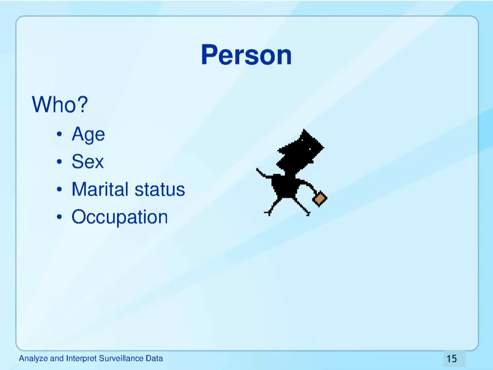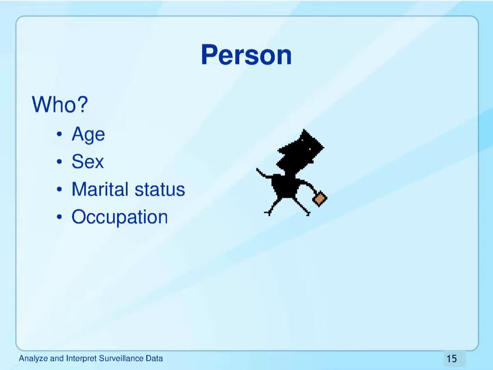So let's start with person. Now, person is the individual who is affected by a health condition or an event. You may recall that one category of data collected in surveillance systems is demographic data. Person can refer to a variety of different demographic descriptors, and they'll include things like age and gender, marital status, occupation, level of education, number of children, and so on and so forth.